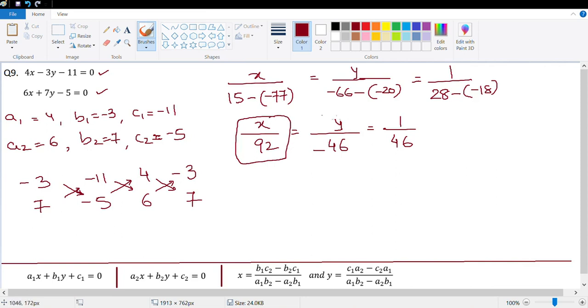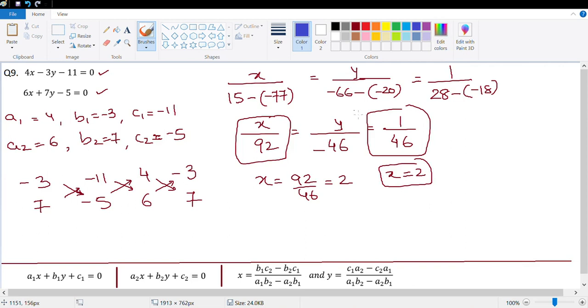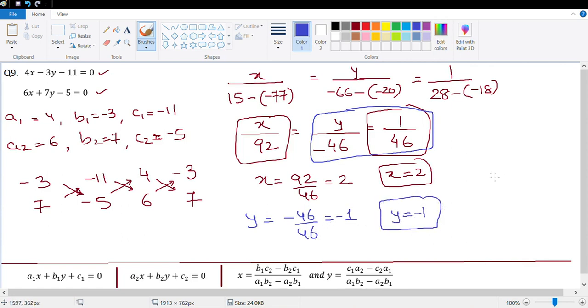Let's take the first term and the third term, and I get x is equal to 92 upon 46, that's equal to 2. So x is equal to 2. Let's look at term 2 and term 3. We get y is equal to negative 46 upon 46, which is negative 1, which means y is equal to negative 1. Let's put the answer in the set form, (2, negative 1).